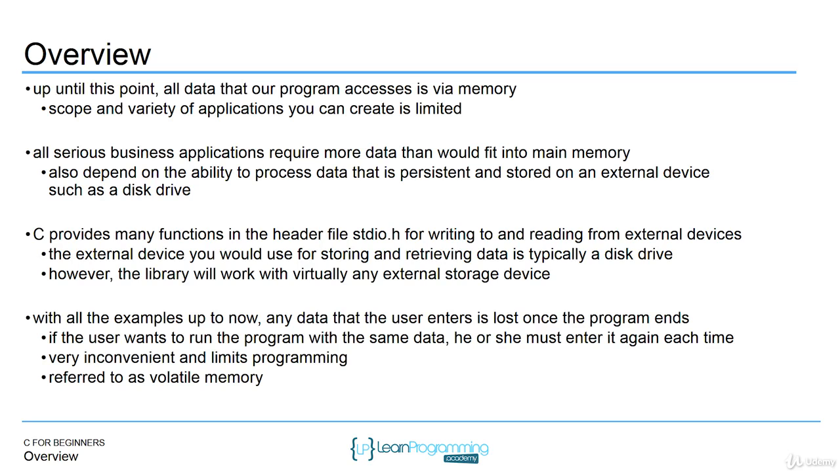With all the examples up until now, any data that the user enters is lost once the program ends. This is referred to as volatile memory. Whenever you hear that term, it means that the data is not persistent. It goes away when the program ends or if the machine reboots. So if the user wants to run the program with the same data, he has to enter it again each time. It's very inconvenient. It limits programming. And again, this is volatile memory.